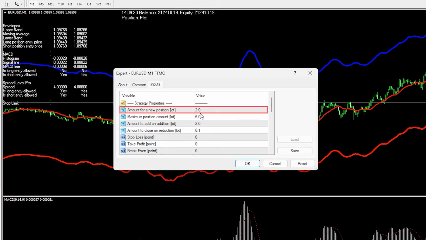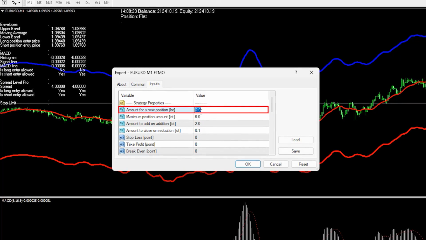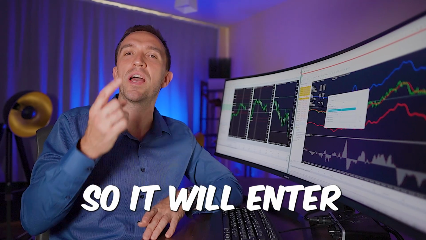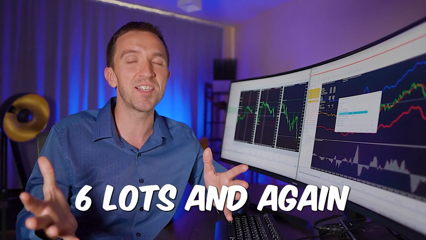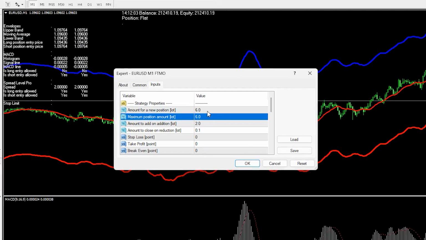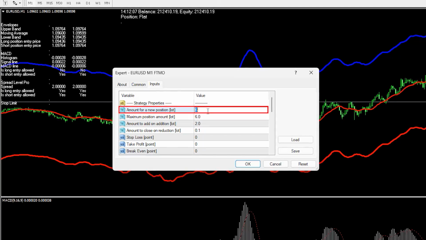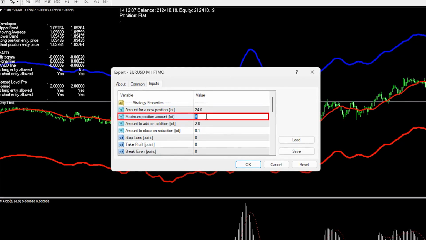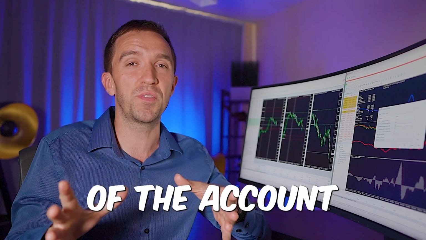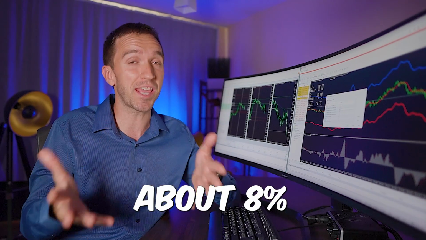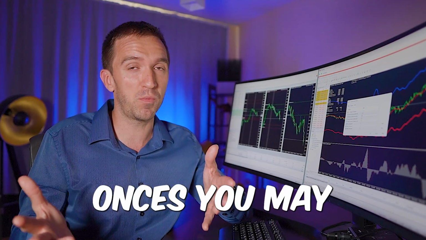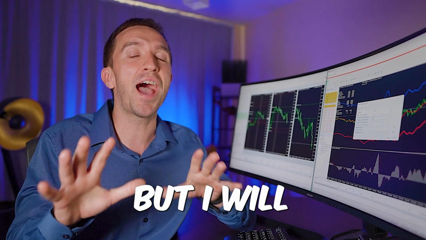If you don't want to add to the position, you can set the entry amount to, let's say, 6, and then the maximum position amount will be 6 as well. So it will enter just 1 time with 6 lots, and again, if it hits the stop loss, the loss will be just 1% in the account. And if you are a more aggressive or risky type of trader, you can enter, for example, with 24 lots, which means that if you hit the stop loss, you will lose about 4% of the account, but you would profit about 8% in the account, which means that in 2 consecutive profitable trades, you may pass the challenge, but I will leave it up to you.